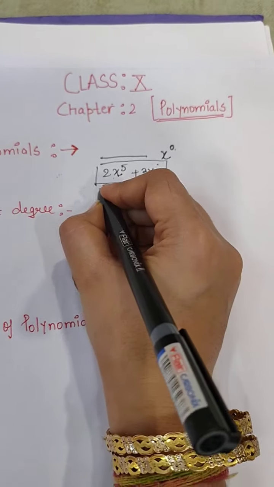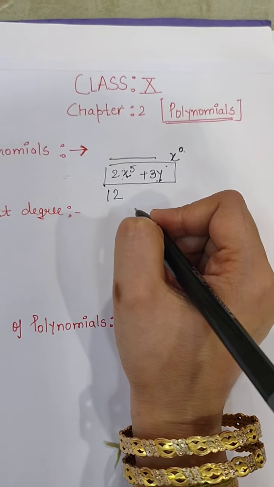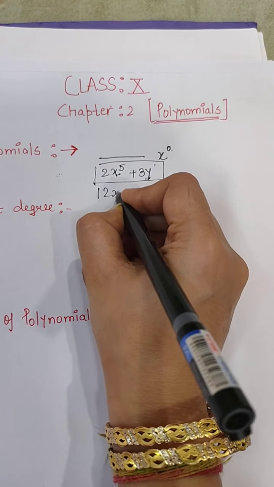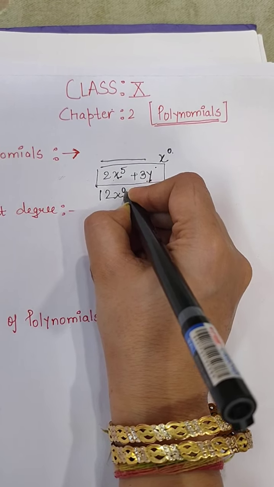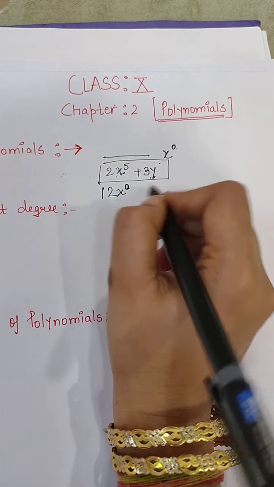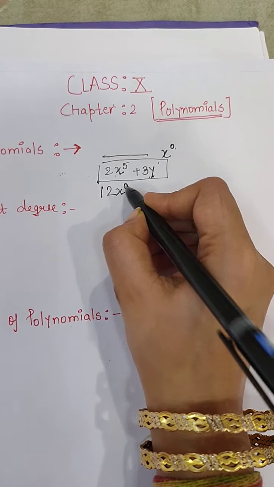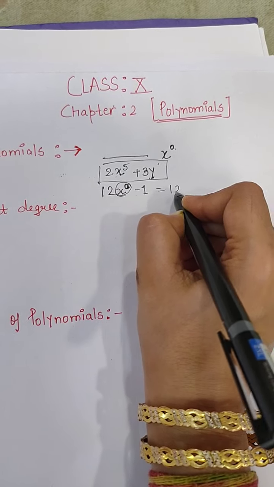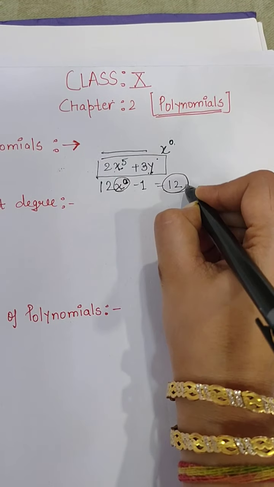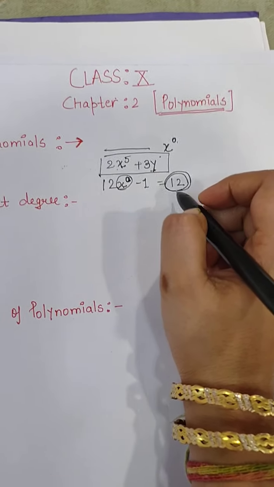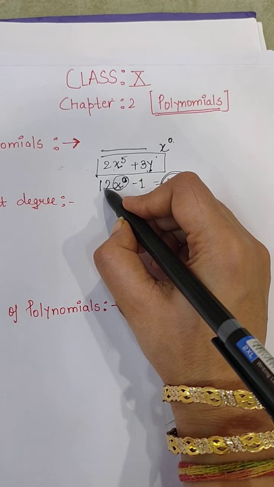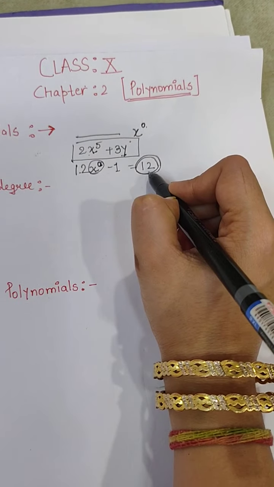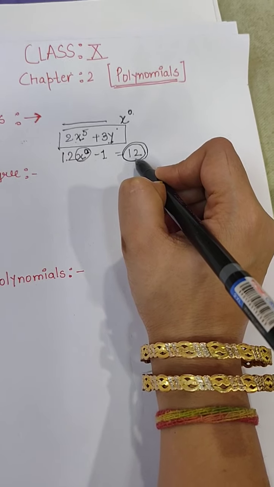Now you tell me, if I am writing 12, is this also a polynomial or not? Yes, this is also a polynomial. Why? Because suppose there is a variable x and the power of this variable is 0. 0 is a whole number, and the value of a variable raised to the power 0 is 1. So 12 into 1 will become 12. So this is called a constant polynomial. But this is a polynomial. Don't say that this is not a polynomial. This is also a polynomial, called a constant polynomial.